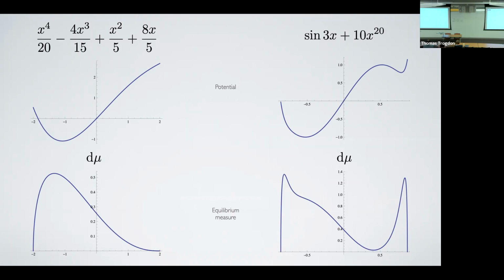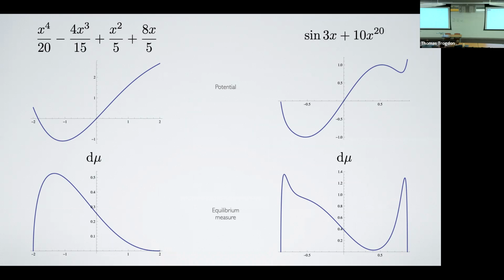So here are some plots. Here are some potentials, and here's the corresponding measure. I did include one example which shows that you don't always have square root singularities, but actually it's 3/2 or 5/2 or something like that.